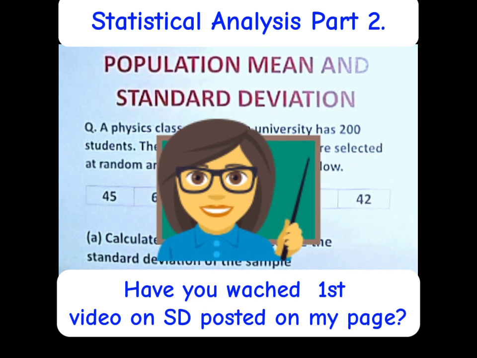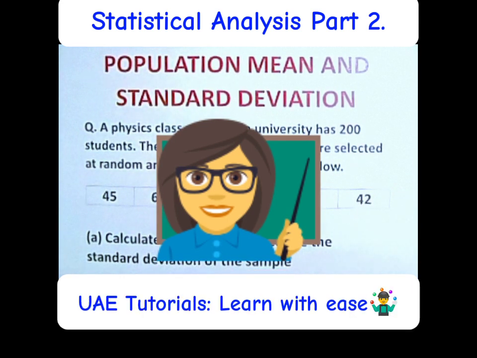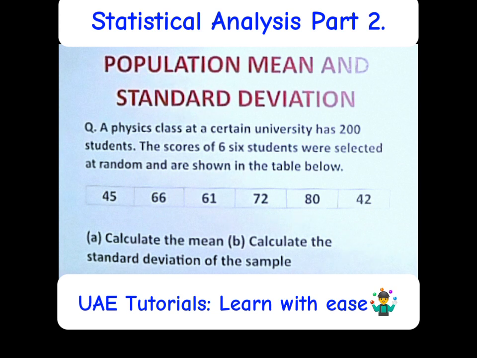Hello, mathematics lovers. I want to use a very simple example to introduce us to the concept of population mean and standard deviation. There's a simple question on the screen, as you can see. A physics class at a certain university has 200 students. The scores of 6 students were selected at random and are shown in the table below.